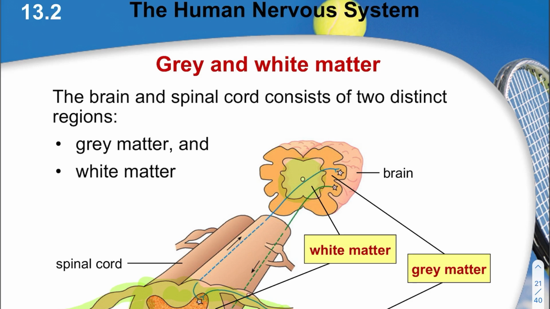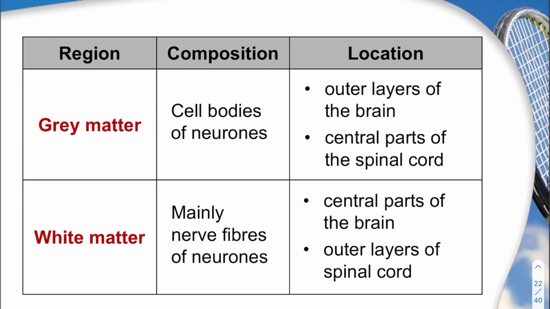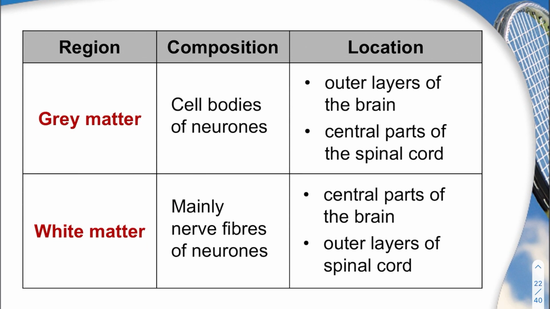Now, of course, we don't classify it by the color. Rather, it depends on what is contained within those regions. For the gray matter, the cell bodies of the neurons are housed, whereas the white matter tends to contain the nerve fibers of the neurons. Okay, the location is just like how we saw earlier.